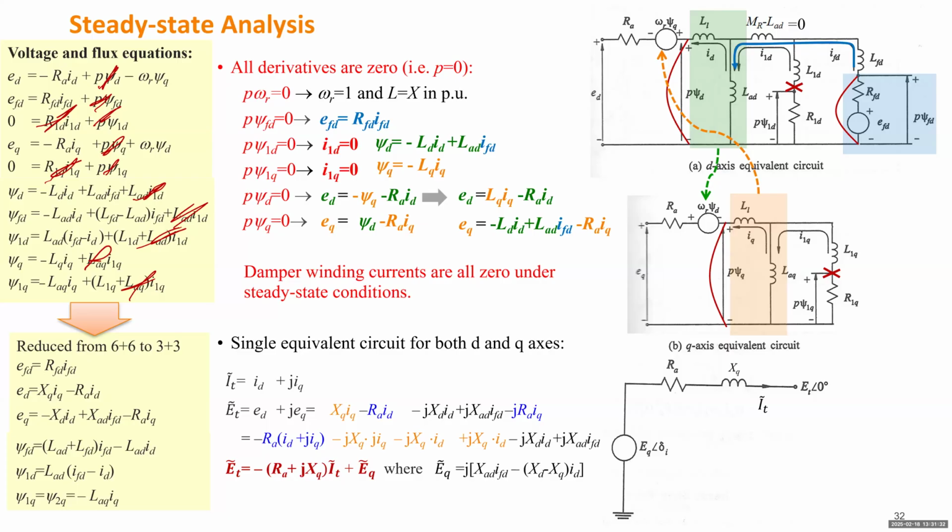This is not an approximate circuit, right? For the static condition, this is an accurate circuit. There's no approximation so far. Everything is accurate, but the condition is it's a steady state analysis, right? All the derivatives are 0.